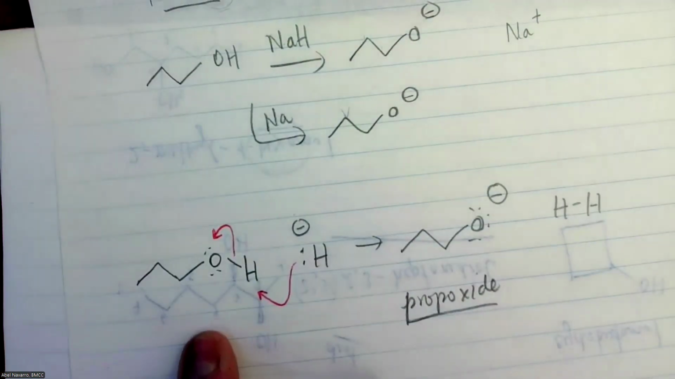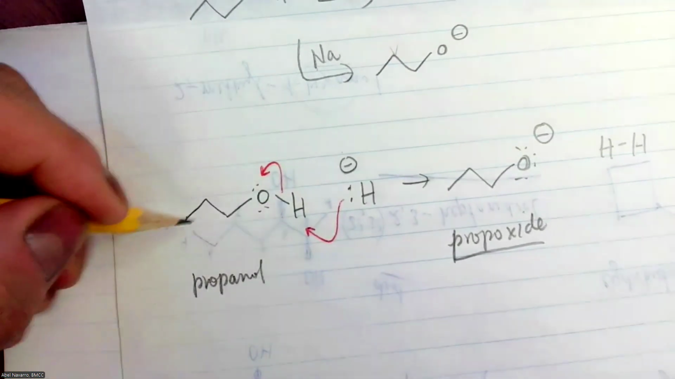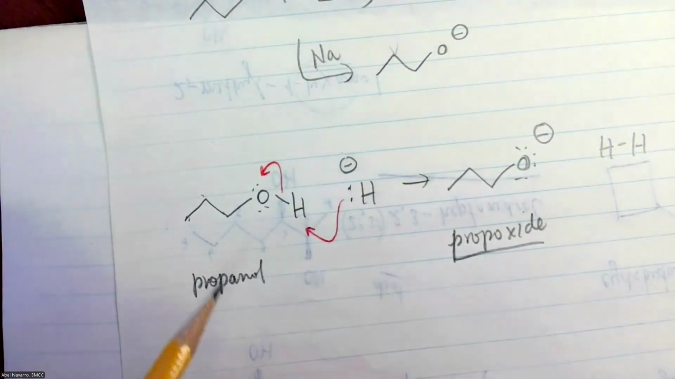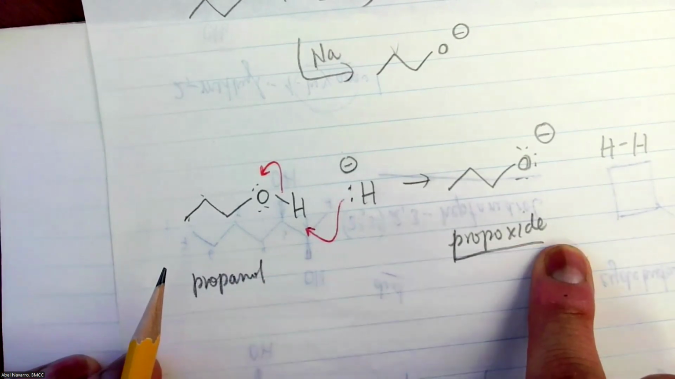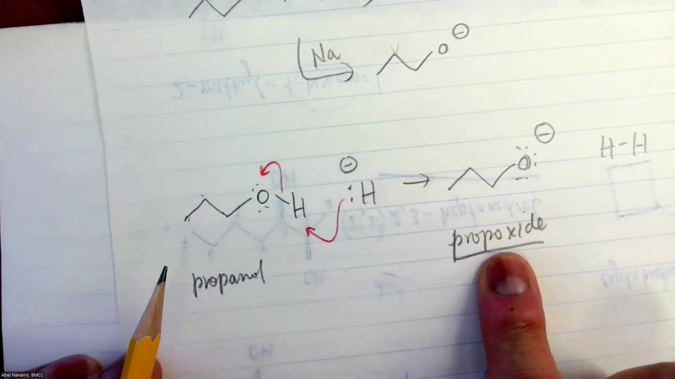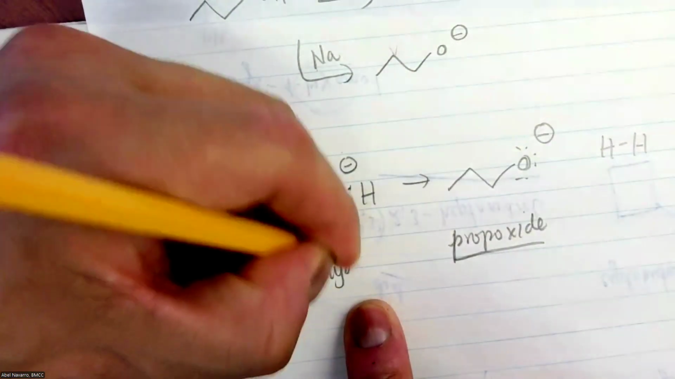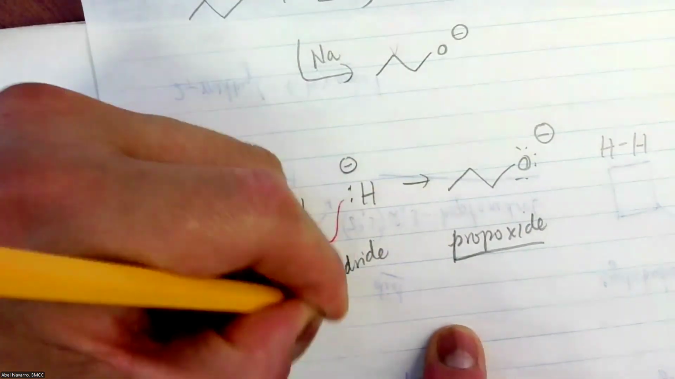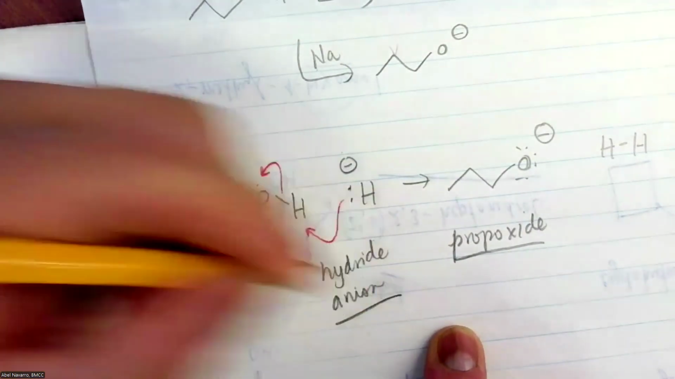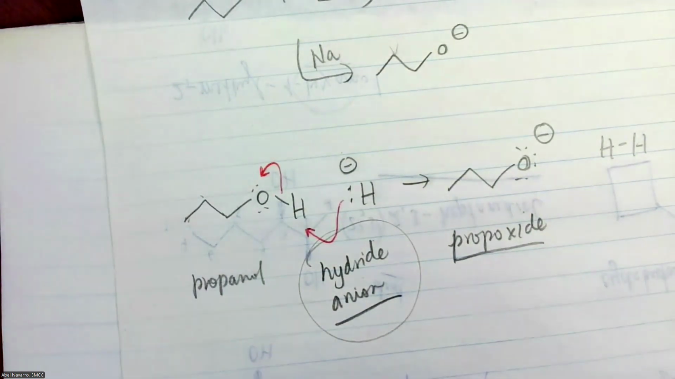When you have propanol, 1, 2, 3, propanol, the deprotonated propanol would be propoxide. That is the proton removed, and the conjugate base is called propoxide. So you can do it with hydride. This one is the hydride anion, a very strong base. Okay, good. Let's continue.